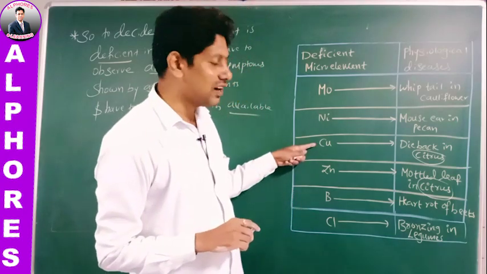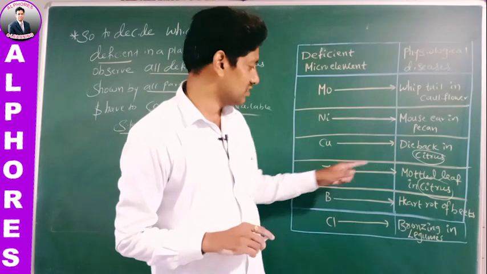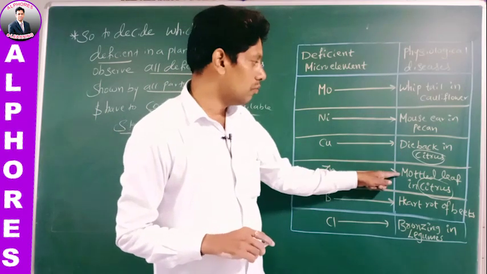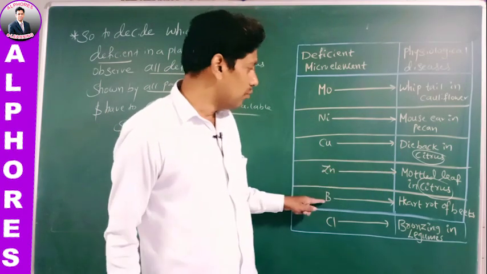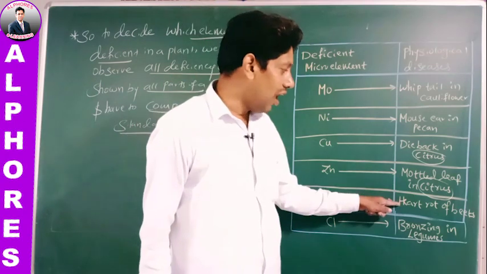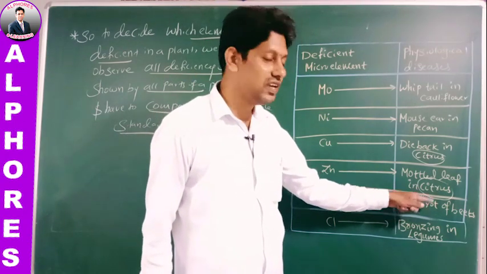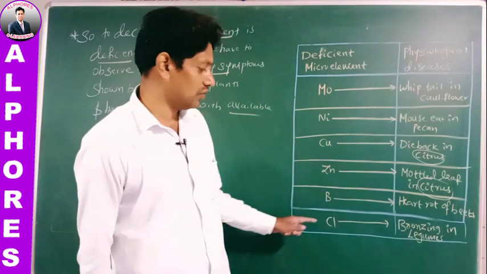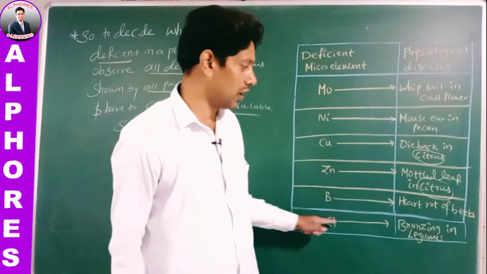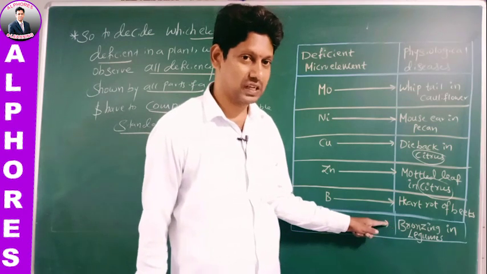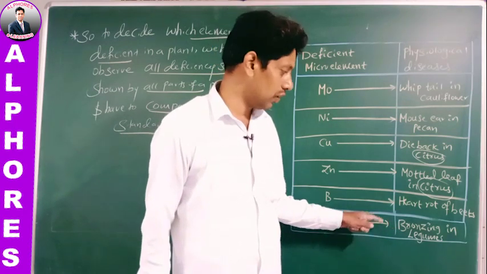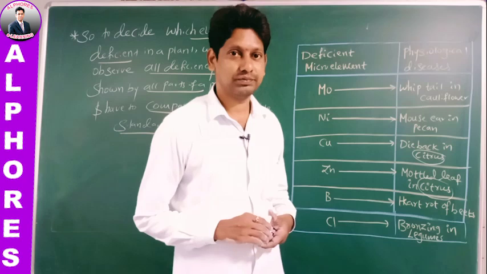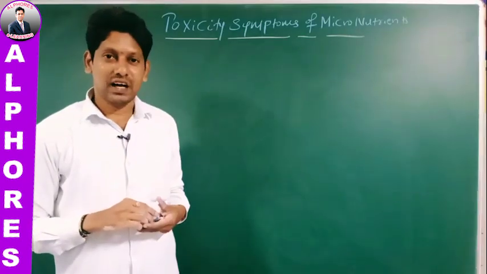Therefore, copper deficient, dieback in citrus. Zinc deficient, mottled leaf in citrus. Boron deficiency, heart rot of beets. B-E-E-T-S, heart rot of beets. Go for the last one. Chlorine deficiency, browning in legumes. Browning in legumes, right? Go for the next topic.